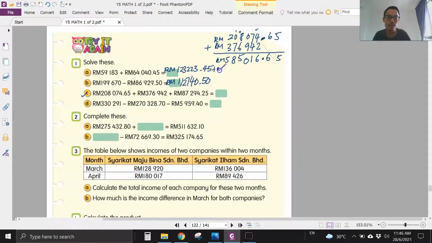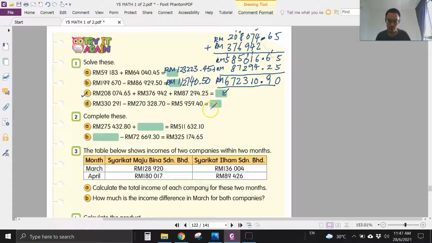And then you need to plus another number, 87,294 ringgit and 25 cents. Again, your cents should be in the same row. And then you add them up. Your decimal point, remember. Your RM, remember, so you get 672,310 ringgit and 90 cents.